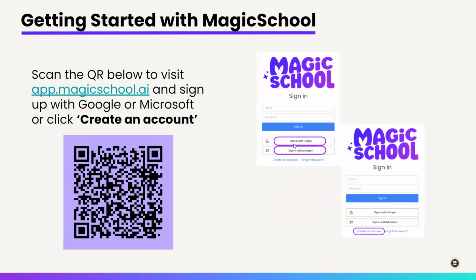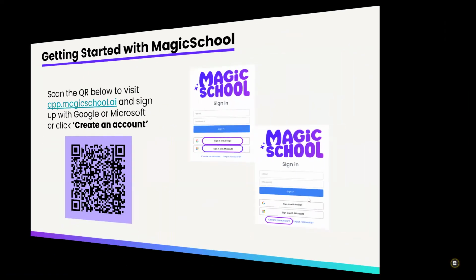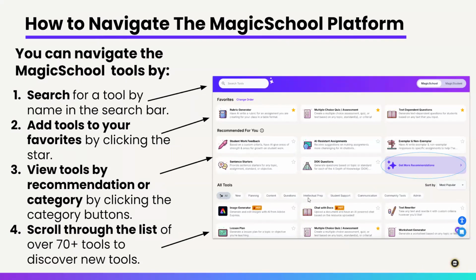Getting started with Magic School. The website is app.magicschool.ai. So you can go ahead and jump into that. I'm going to move forward from this one. Hopefully we all jumped in there. This is just a run through again of how to navigate the screen.